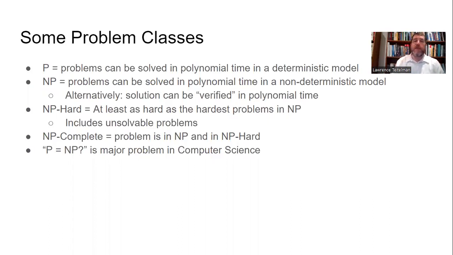So sometimes I have a problem that to solve it, I don't know how to do it in polynomial time. But if someone gives me a solution and says, here, you check that it works, I can. All right, then we have NP hard, right? NP hard are problems that are the hardest problems available in NP, and it includes unsolvable.